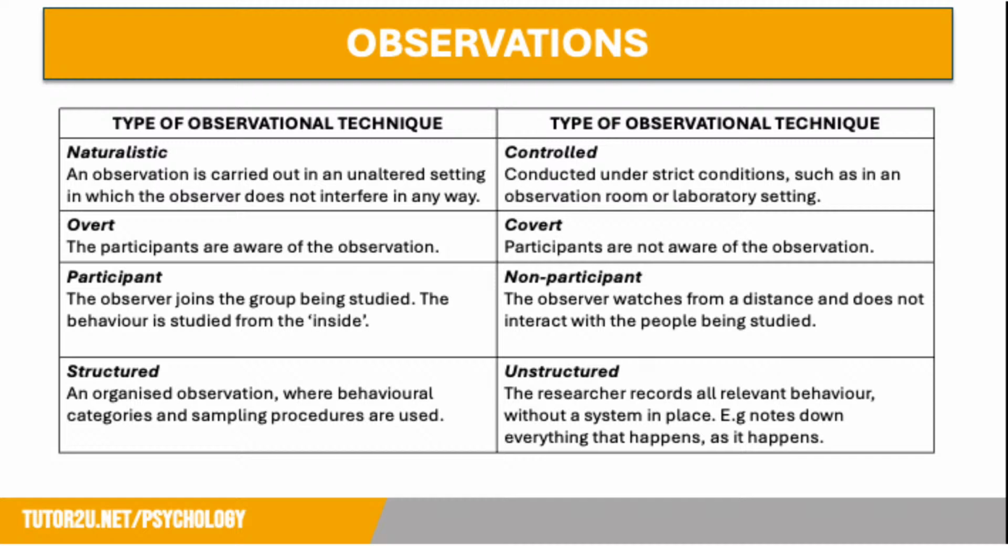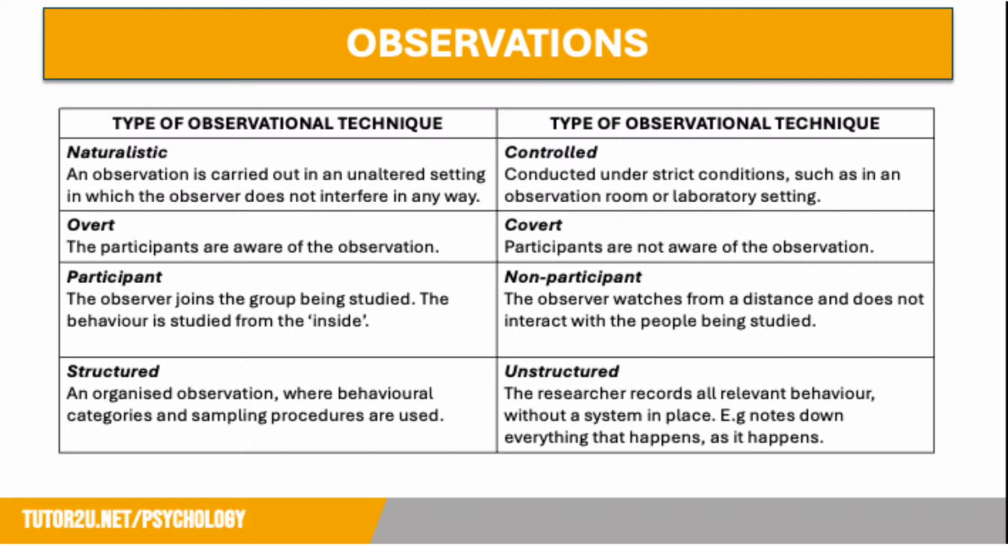What you've got to remember, if you're asked in the exam what type of observational technique is used, you might say, oh, I wrote about it being covert, and somebody said, well, I said non-participant. And that might be true. There are often multiple different ways that you can go down it. If we have a look at this table, what you've got on the left and the right are the polar opposites of each other. The first one is naturalistic versus controlled.